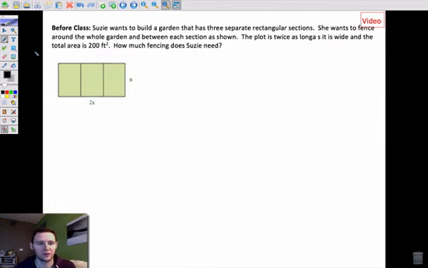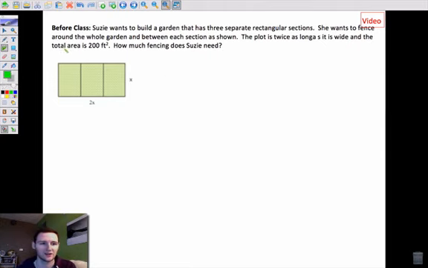For the before class, Susie wants to build a garden that has 3 separate rectangular sections. She wants to fence around the whole garden and between each section as shown. The plot is twice as long as it is wide, and the total area is 200 feet.